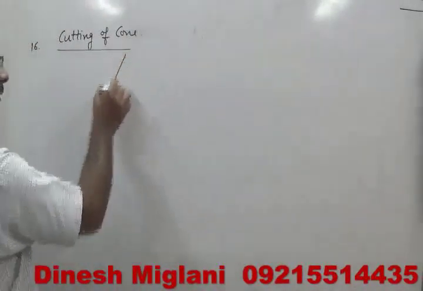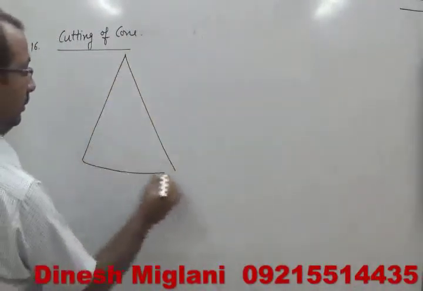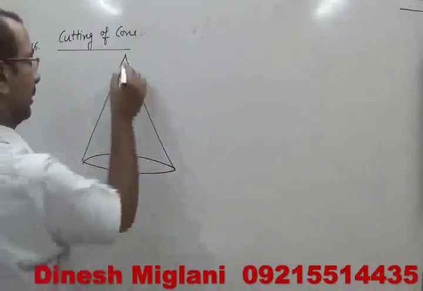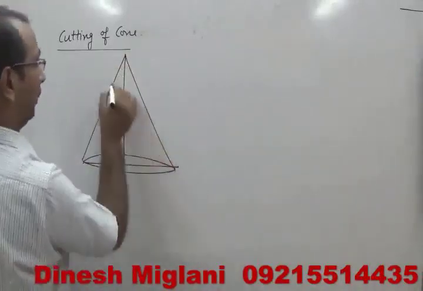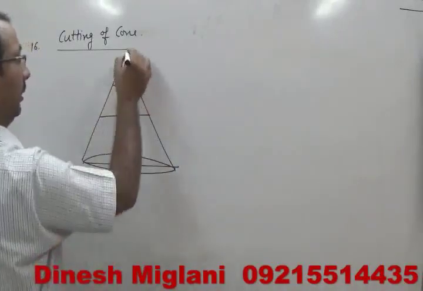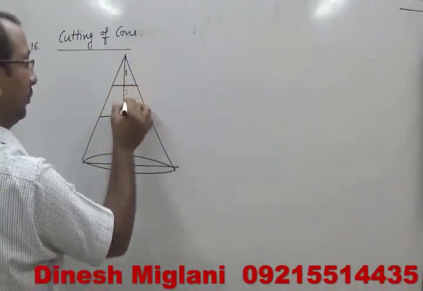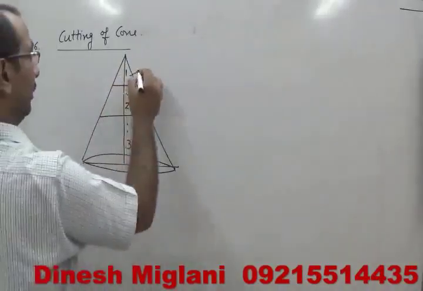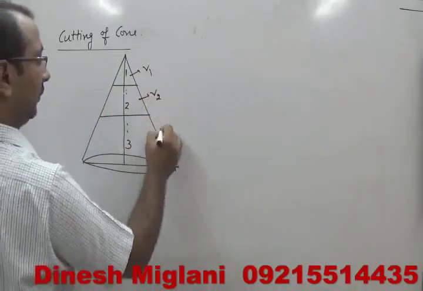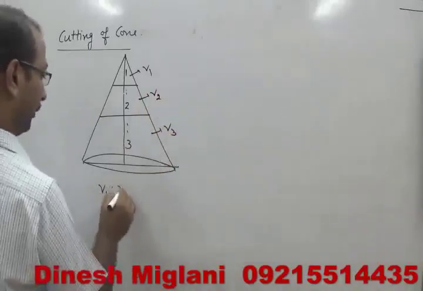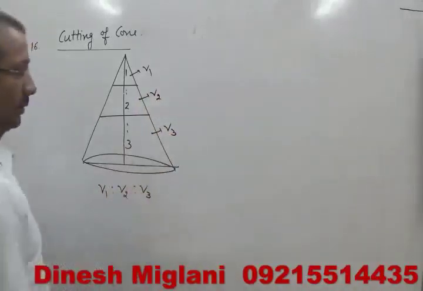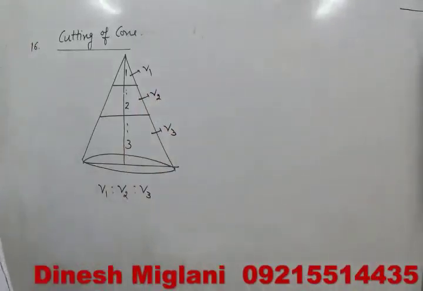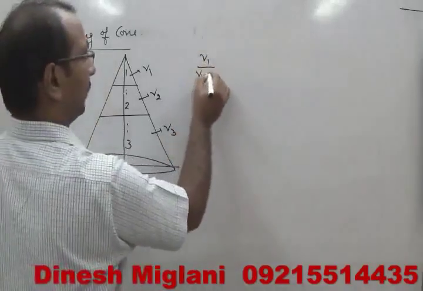It is given that one cone is there. Height is divided into three parts parallel to the base in the ratio 1 ratio 2 ratio 3. The first is V1, second is V2, third is V3. We have to find out the ratio of their volumes, V1 ratio V2 ratio V3. That's my question. Now when I look at it, it is the same concept. Let us assume total height is 6. So I may say V1 plus V1 plus V2.